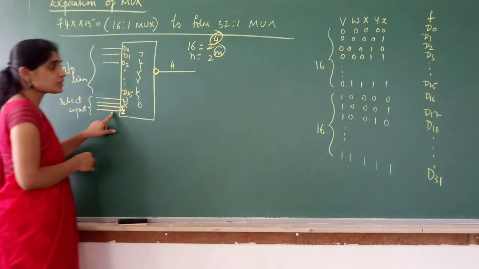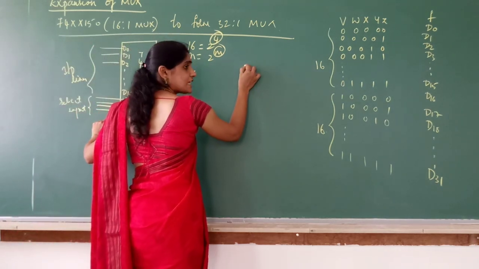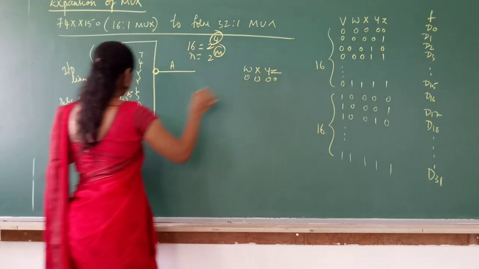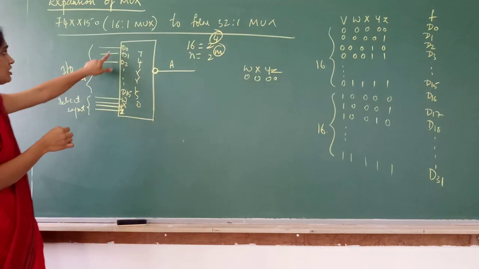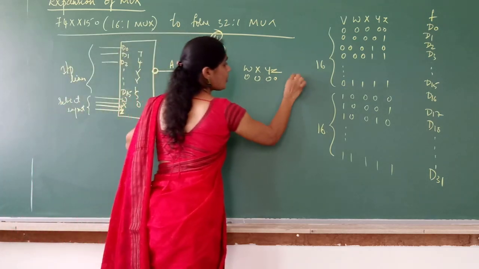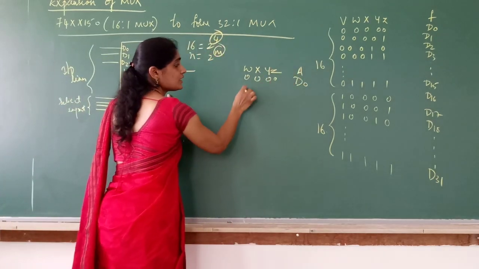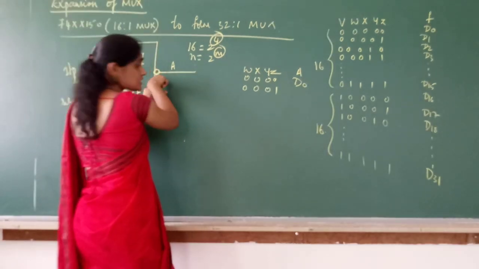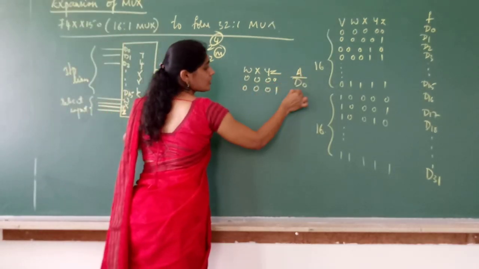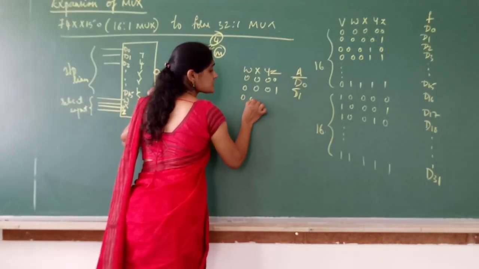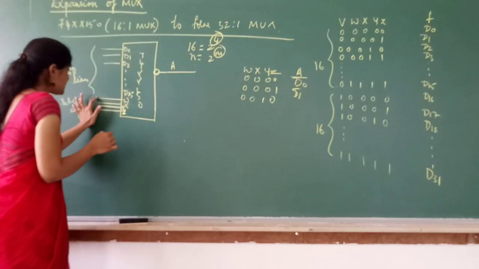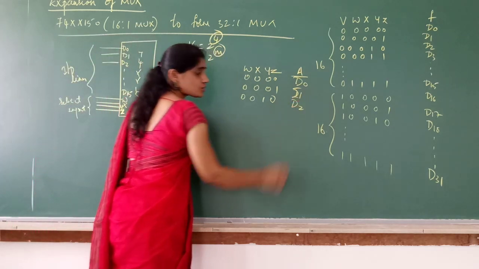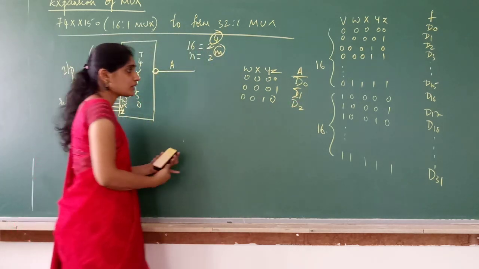So how is the circuit going to work? Select inputs W, X, Y, Z. If the select input is 0, 0, 0, 0, D0 will be transferred. Output A is D0. If the select input is 0, 0, 0, 1, output will be D1. Since it is active low, it is just like D0 bar, D1 bar. If you give the select input as 0, 0, 1, 0, D2 will be selected. Like that, the mux is going to work.